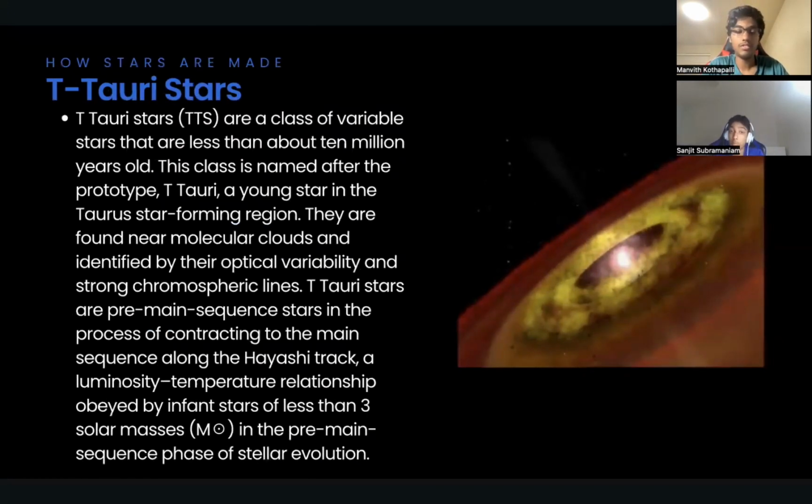T-Tauri stars are a class named after the prototype T-Tauri, a young star in the Taurus star-forming region. They're found near molecular clouds and are identified by their optical variability and strong chromospheric lines. T-Tauri stars are pre-main sequence stars in the process of contracting to the main sequence along the Hayashi track, a luminosity-temperature relationship obeyed by the infant stars of less than 3 solar masses in the pre-main sequence phase of stellar evolution. Next, Manus will be talking about nuclear fusion.